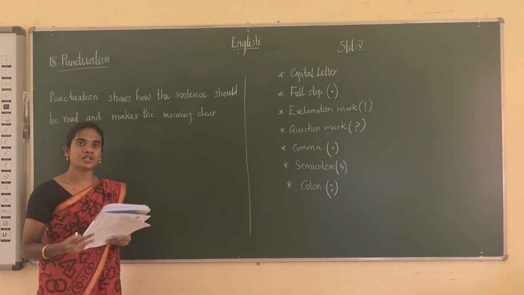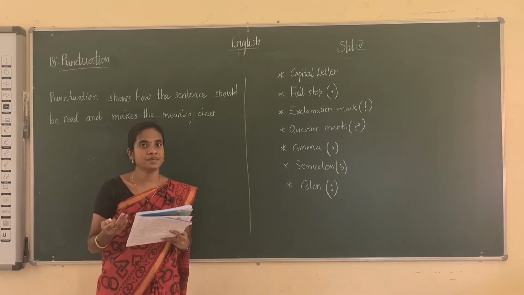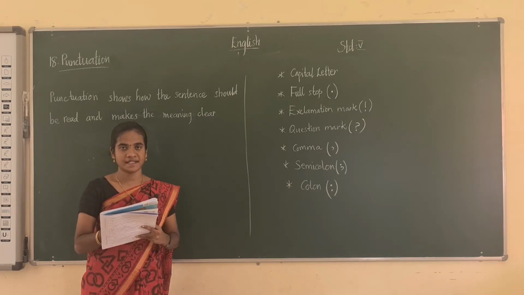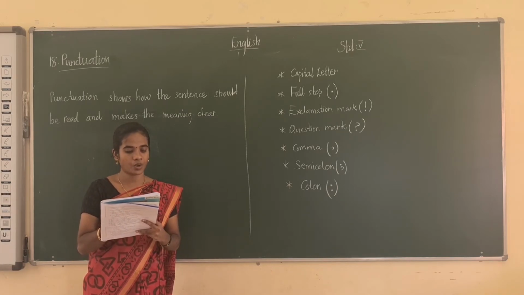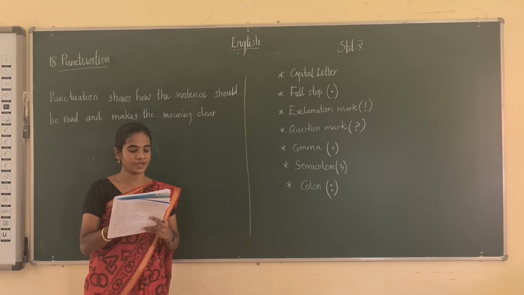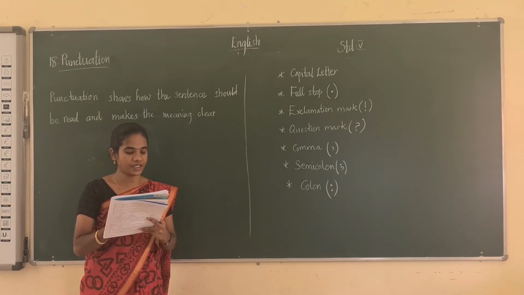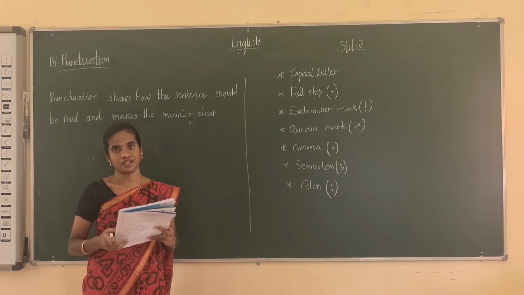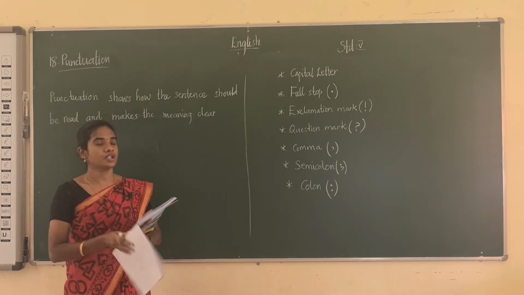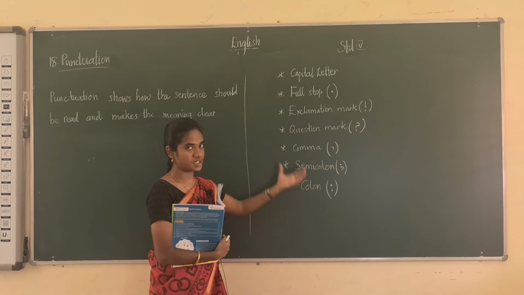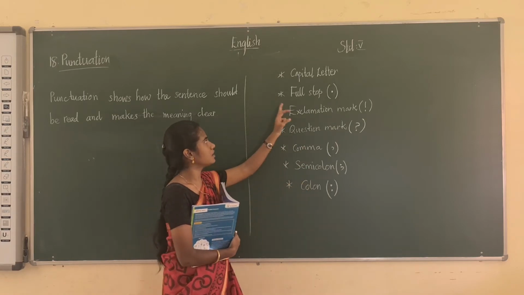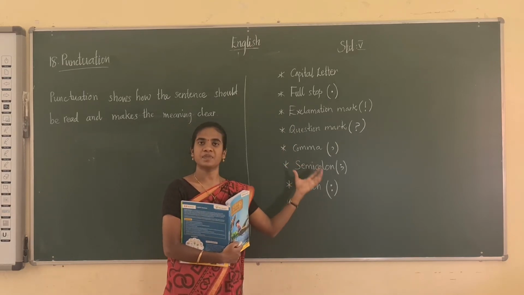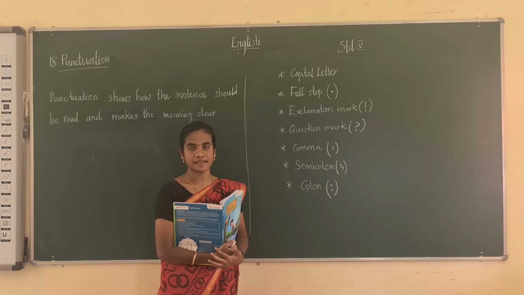Now students, what are the punctuations you come across? Can you tell me the names? Now I will tell you some of the punctuations. They are full stop, comma, colon, semicolon, question mark, exclamation mark, slash, apostrophe, quotation mark, hyphen. We have a lot of punctuations. In today's class we are going to see these punctuation marks only: capital letter, full stop, exclamation mark, question mark, comma, semicolon, colon.